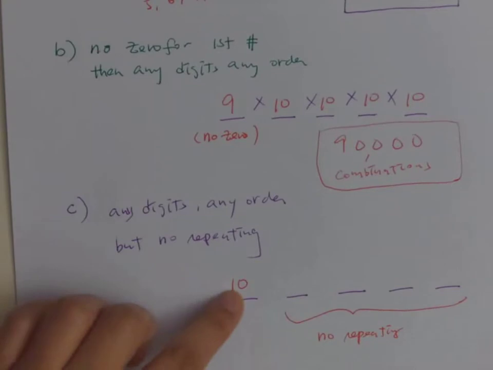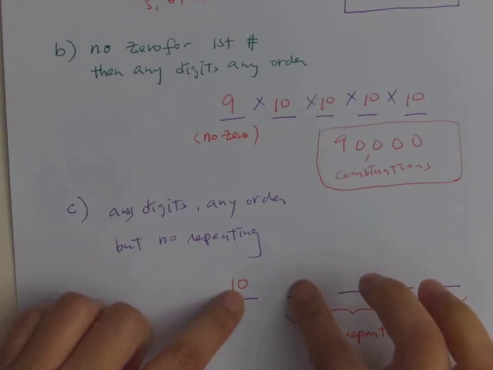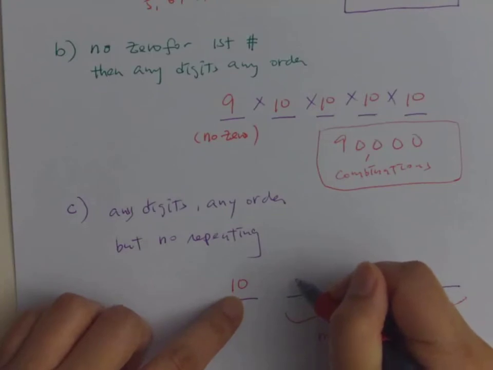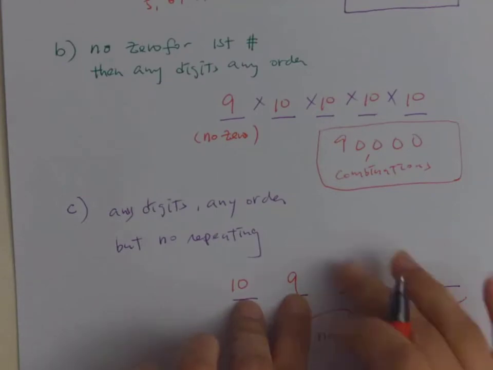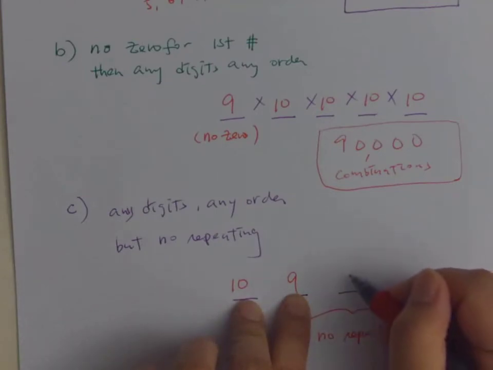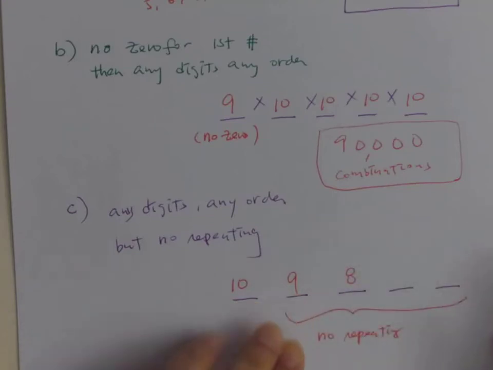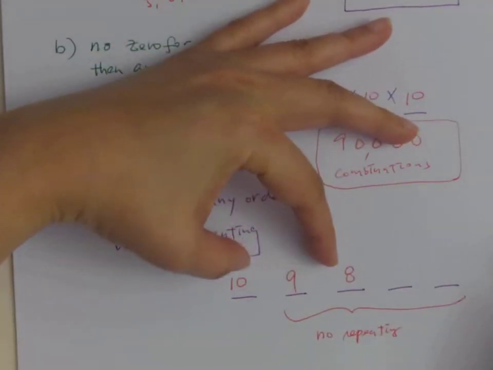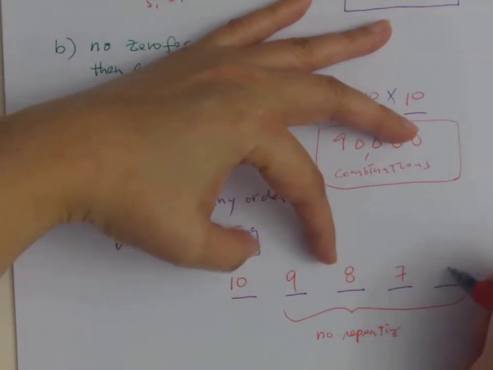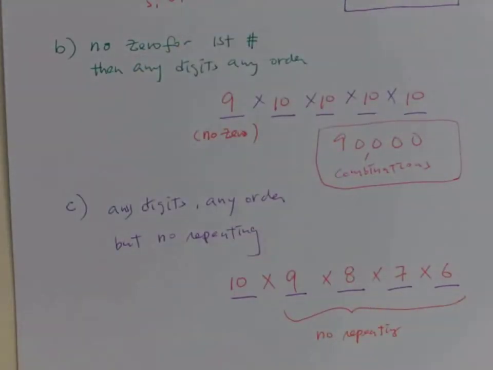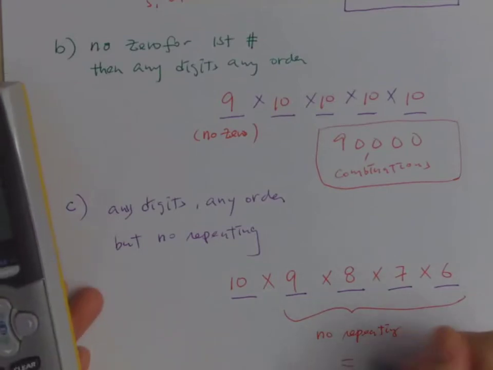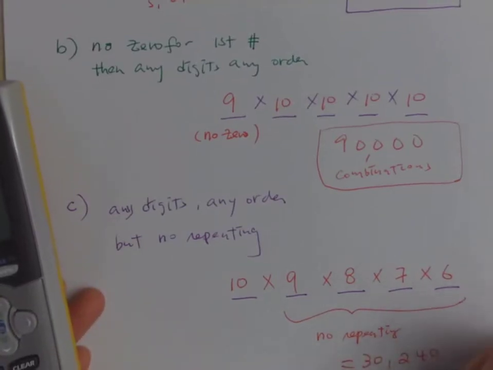Which means if I use 0 here, I can no longer use 0 here, right? So I lost one of my choices. So instead of 10, this becomes 9, right? And then after I use 2 of those digits, I cannot use them on the rest, so I lose another choice, so this turns into 8. And then after I use 3 of them, I lost 3 choices, so now we have 7 and then 6. So if you multiply them together, I don't know what that is, so 10 times 9 is 90, times 8 times 7 times 6 is going to be 30,240 combinations.